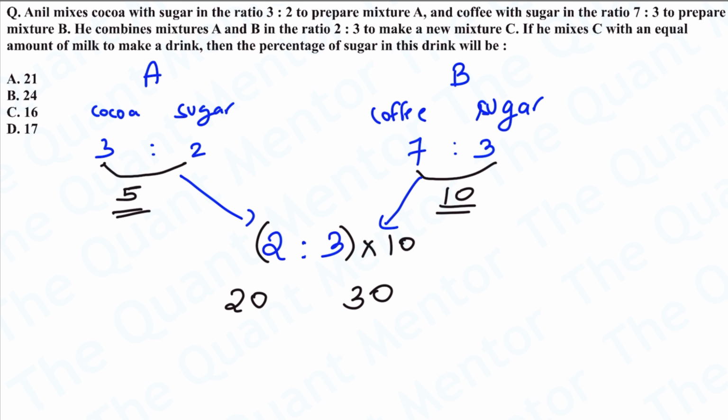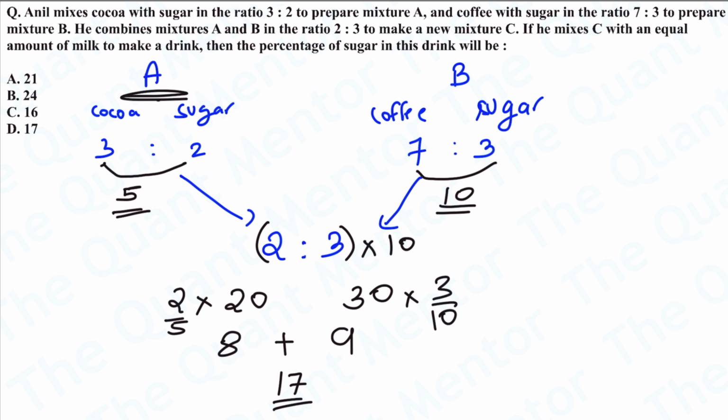You'll see how. So we are taking 20 grams of mixture A that contains cocoa and sugar in the ratio 3:2. So sugar content will be 2/5 of 20. And 2/5 of 20 is basically 8 grams. Same way, the second mixture contains coffee and sugar in the ratio 7:3. So the sugar content here is 3/10 of the mixture B. 3/10 of 30 is basically 9. The total sugar content should be 8 plus 9, 17 grams in the mixture A and B.